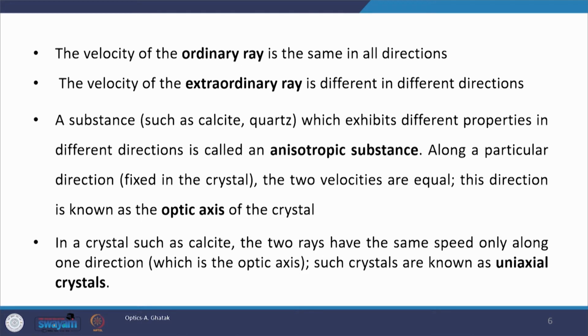Now, with this, let us move deeper. The velocity of the ordinary ray is the same in all directions. In double refracting crystals, the O ray will see the same refractive index and therefore, it will travel with the same velocity. The velocity would be direction independent in case of the O ray or ordinary ray, while the velocity of the extraordinary ray is different in different directions. Why? Because the extraordinary ray will see different refractive indices in different directions.